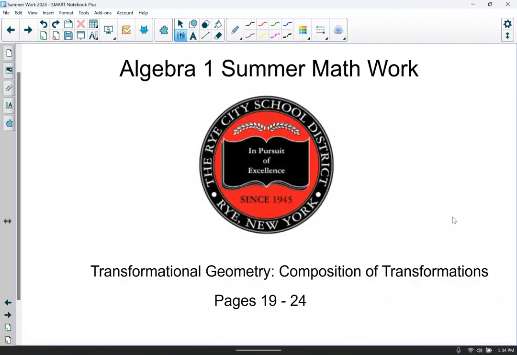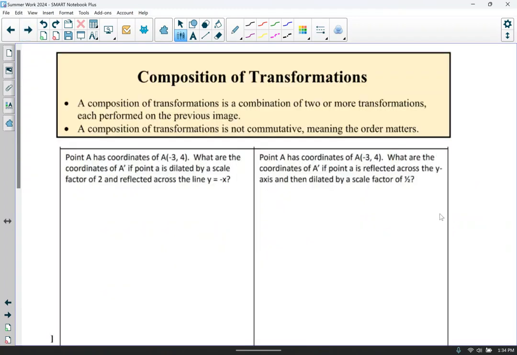In this video, we're going to look at composition of transformations, so seeing multiple transformations performed together on the same figure or same point. We'll be working on pages 19 to 24 in our Algebra 1 summer math packet. It's only so many pages because the graphs take up so much space. We're doing a combination of multiple different transformations, and we're going to keep the order the problem tells us to do.